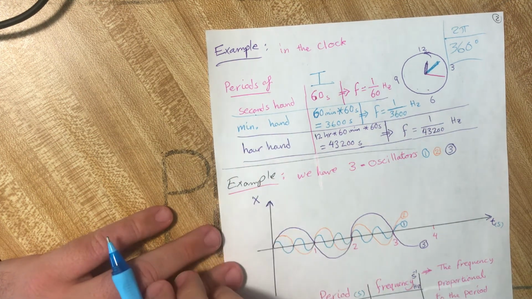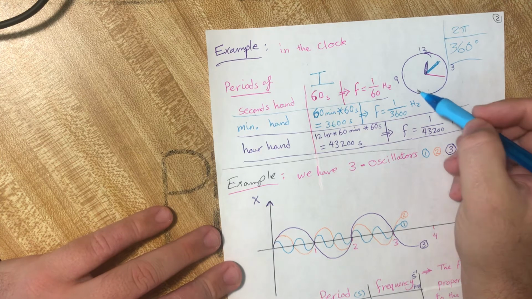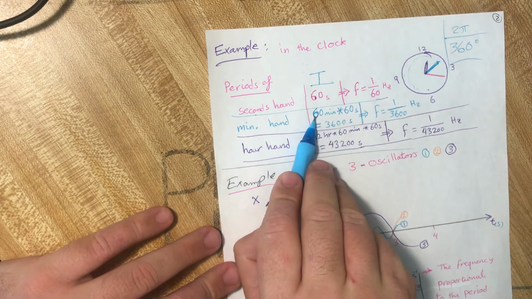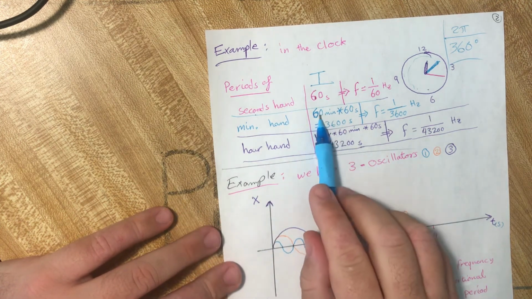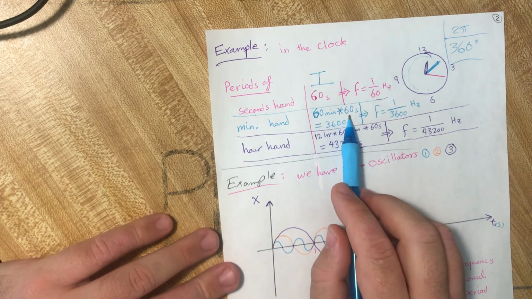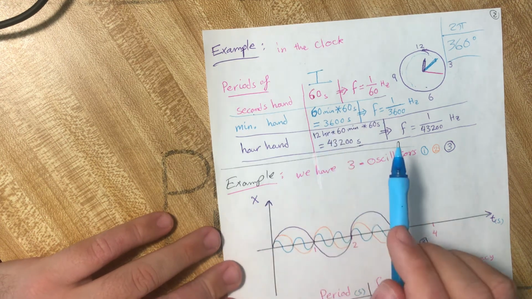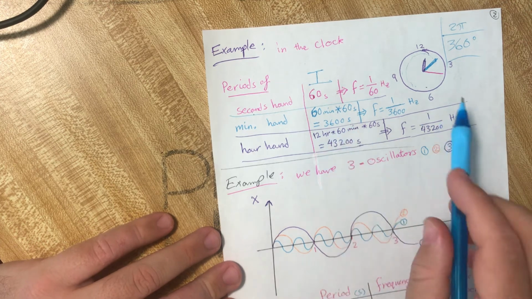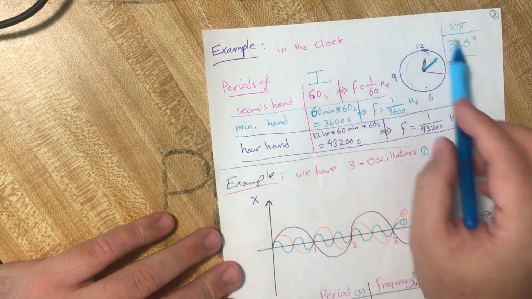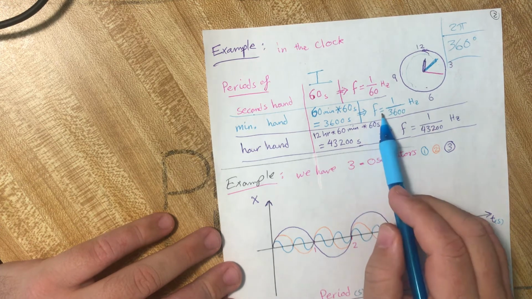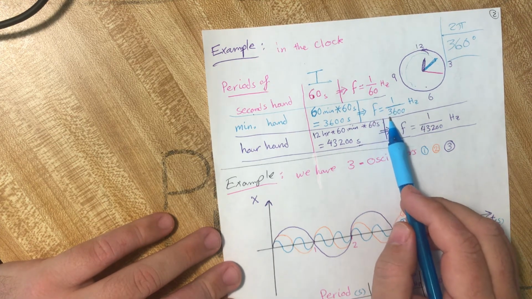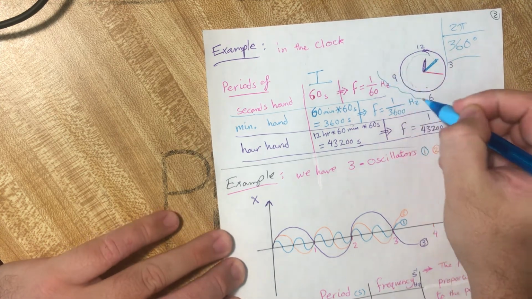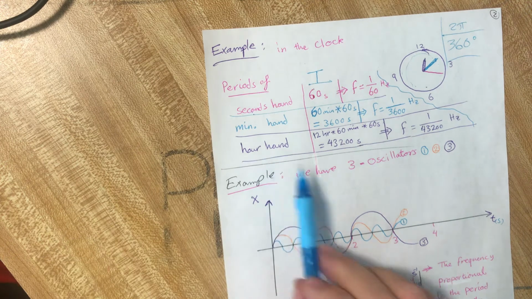What about the minutes hand? It rotates once each 60 minutes or 1 hour, and each minute contains 60 seconds. So in seconds, each 3,600 seconds, the minutes hand rotates a full rotation. So the frequency is 1 over 3,600 hertz.